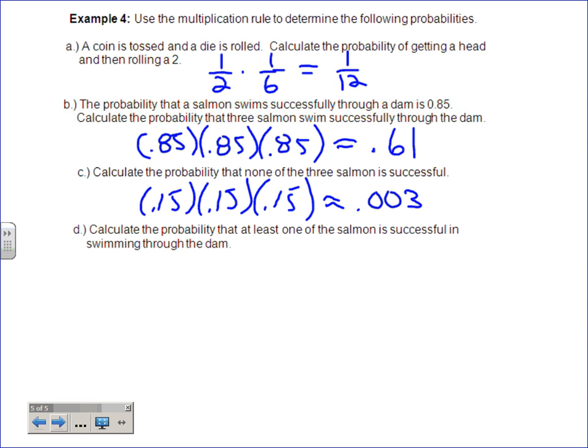And calculate the probability that at least one of the salmon is successful in the swimming through the dam. There's a long way and a short way of doing that problem. What is the short way then? Yeah, take 1 minus C. Because that says none of them make it. And you agree that at least 1 means 1, 2, or 3 of them can make it. Is that the complement of C? Yeah, it is. Obviously, otherwise you'd have to sit there and do all the combinations. The first one makes it, the second one doesn't. Okay, let's say this is quicker, right? Yeah. So you do 1 minus 0.003, which was incredibly difficult math that none of us can possibly handle.